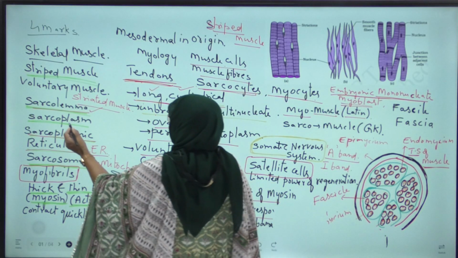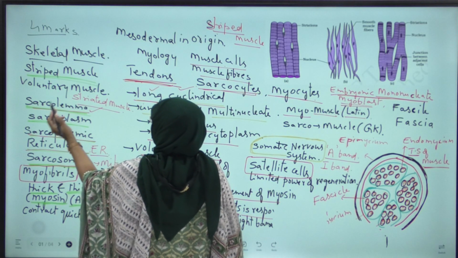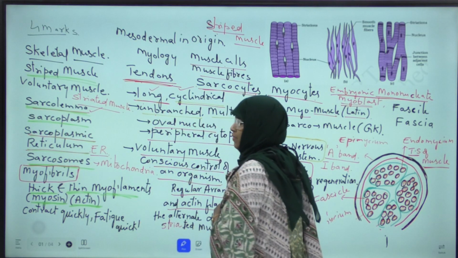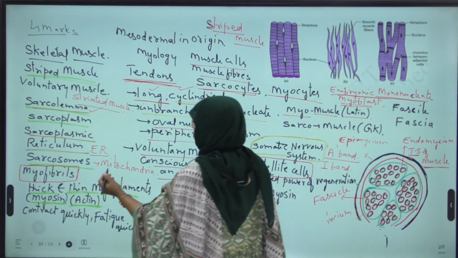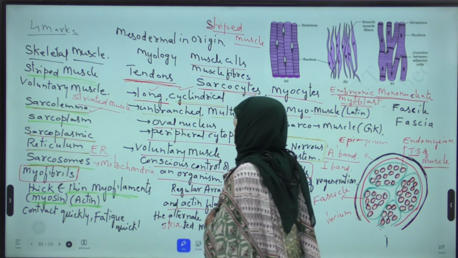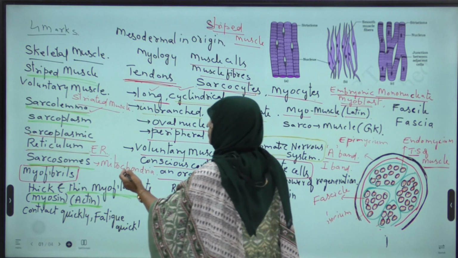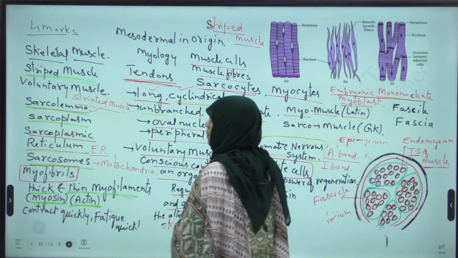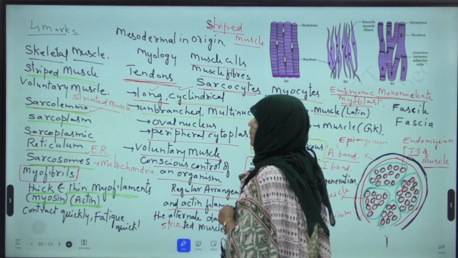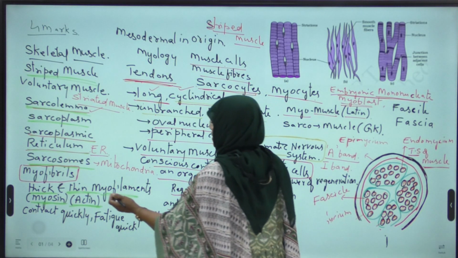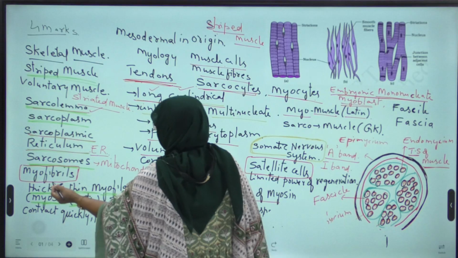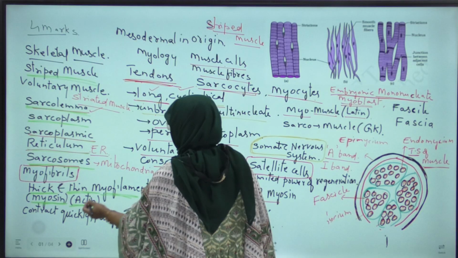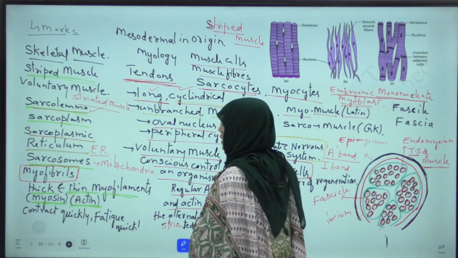Next, the plasma membrane of the muscle cell is called sarcolemma. The cytoplasm is called sarcoplasm, the endoplasmic reticulum is called sarcoplasmic reticulum, and the mitochondria are called sarcosomes. Inside the cytoplasm, many parallelly arranged fibrils called myofibrils are present. These have thick myofilaments made of myosin protein, and thin myofilaments made of actin protein.